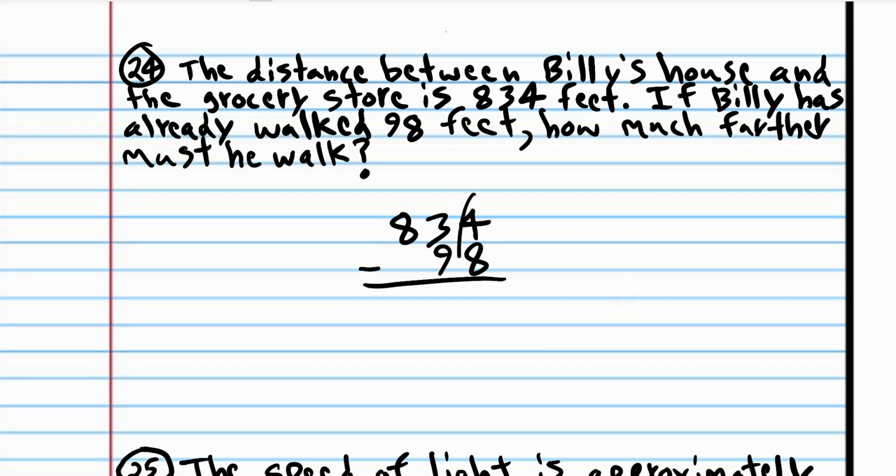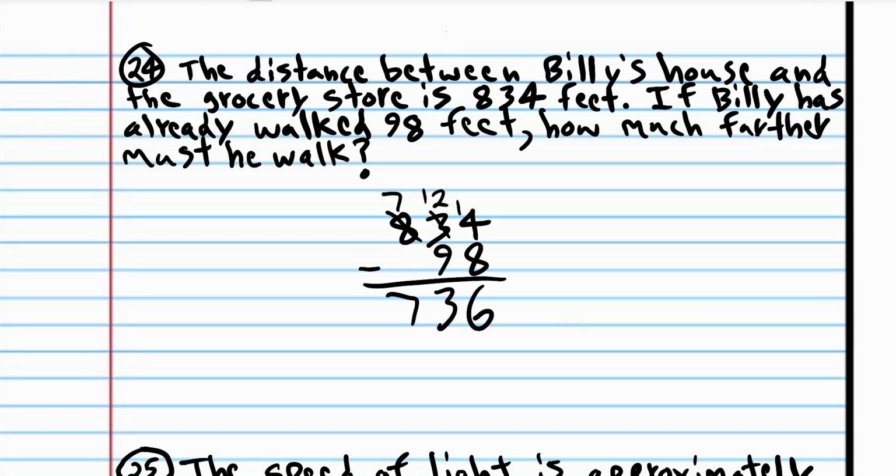So 4 minus 8, we can't do it, so we have to borrow from the 3. It becomes a 2. We give the 1 that we borrowed from the 3 to the 4. It becomes 14. Then 14 minus 8 is 6. 2 minus 9, we can't do that, so we have to borrow from the 8. It becomes 7. The 1 we took from the 8 adds to the 2 to become 12. So 12 minus 9 is 3. And then 7 minus nothing is 7.